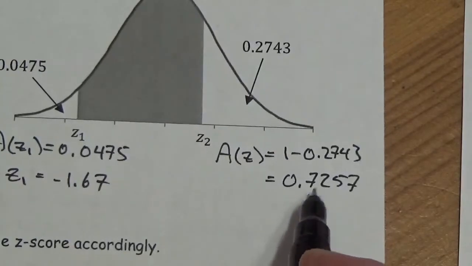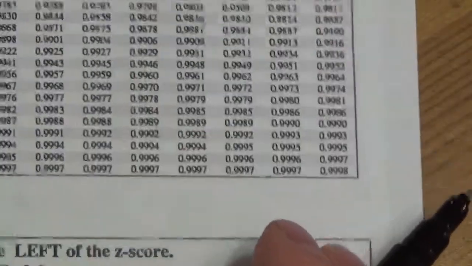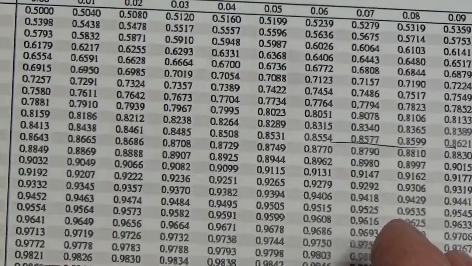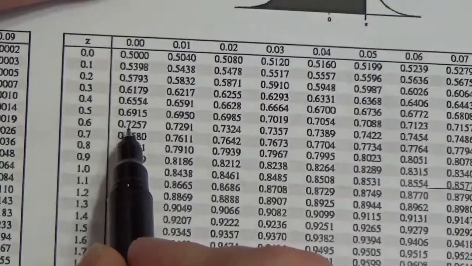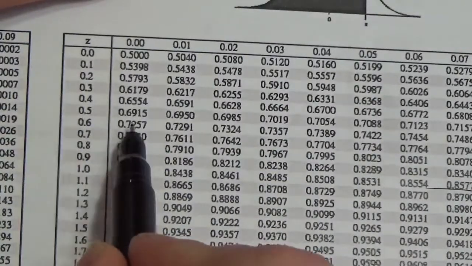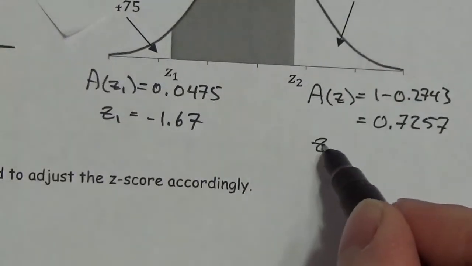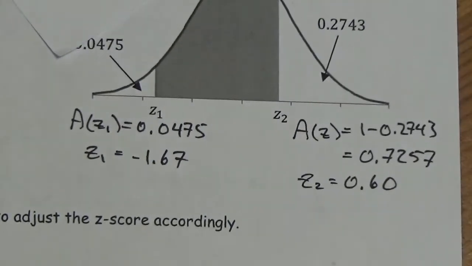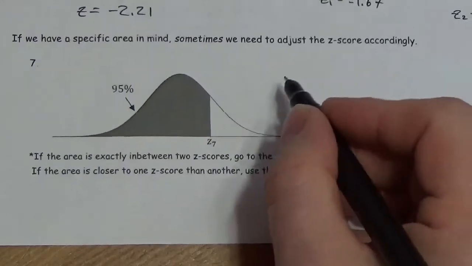And over here, because that particular area is greater than a half, I know it's going to be on the positive side, 0.7257. So I got to just look inside the data here, 0.7257. Oh, there it is right there, 0.7257, so 0.60. So my Z-score here, Z2 is going to be 0.60. Good.